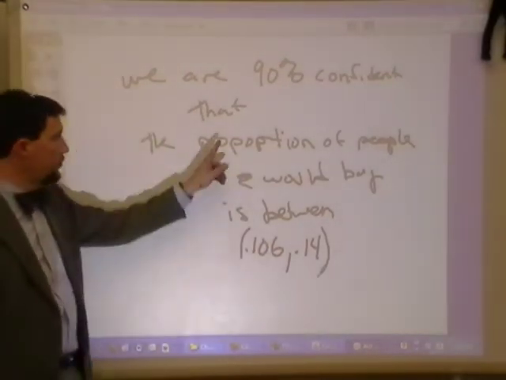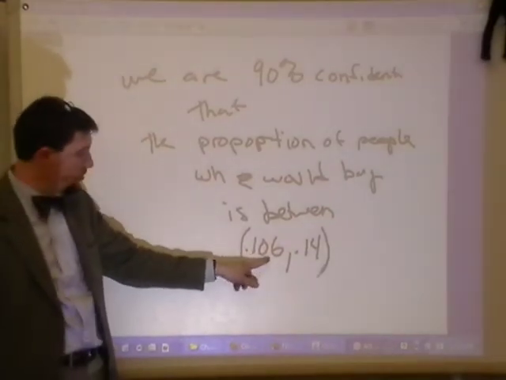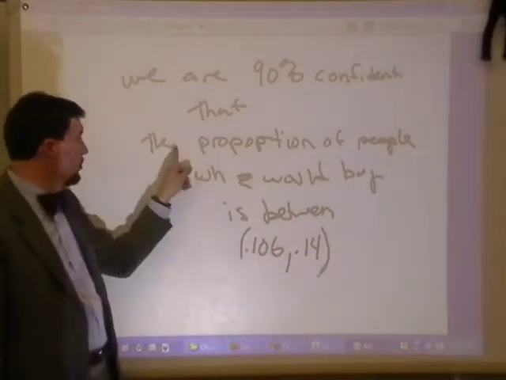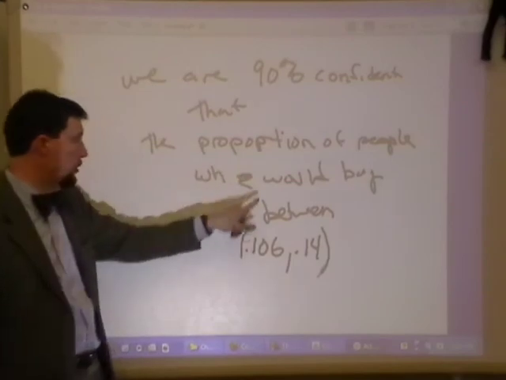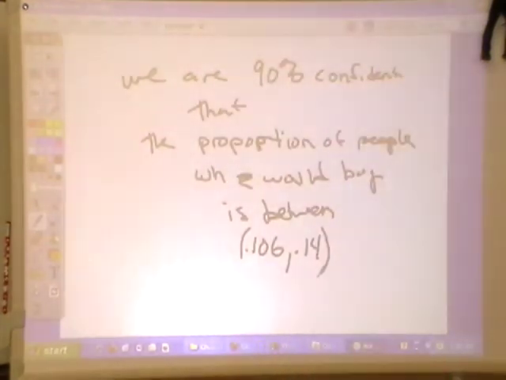Okay, now keep in mind, if you say a proportion, you have to use proportion. If you want to call this a percent, if you want to say it's 10.6 and 14%, you better say the percent of people who would buy is between. All right, we're going to come back, do some more of this problem, because it's exciting.